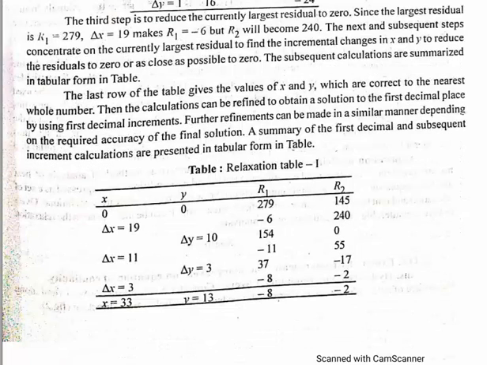You can see in this table the first increment value that could be taken, that is 0. For that, R1 and R2 become 279 and 145. If we change the value of x, change of x is equal to 19, then the value of y will become the difference between them. It means the change of value in x is 19.